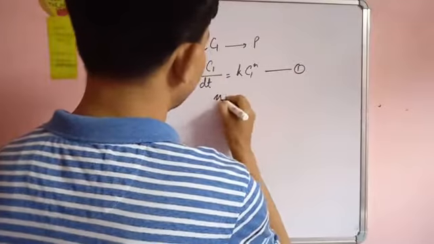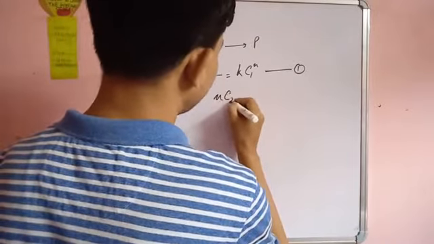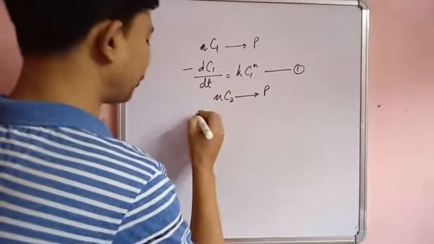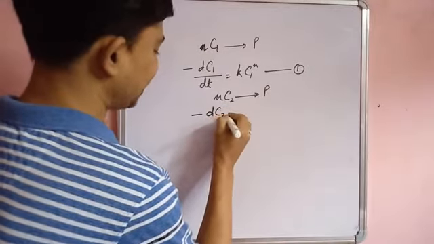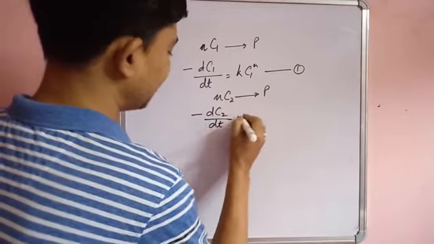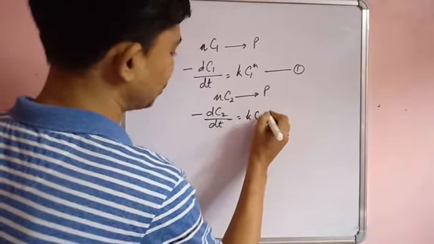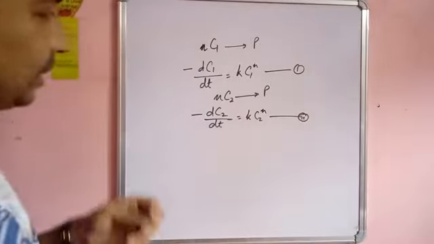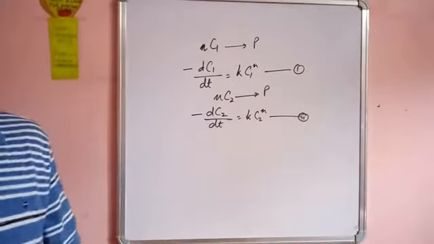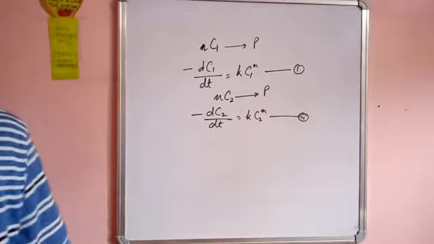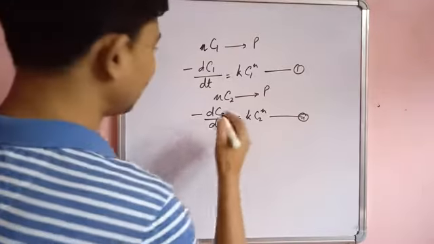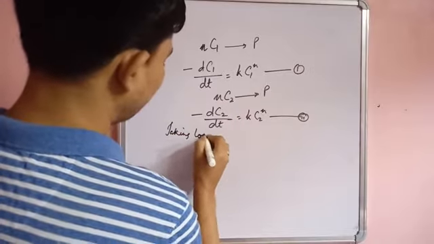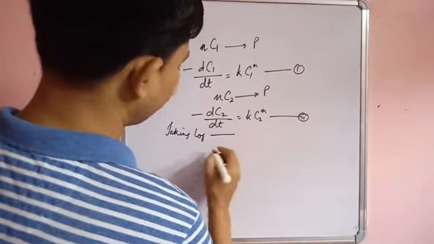Suppose we have another reaction, n C2 giving rise to product. For this one, minus dC2 by dt is equal to K C2 to the power n. This is equation 2. Now we will take the logarithm of both these equations. So taking log, what will we get?